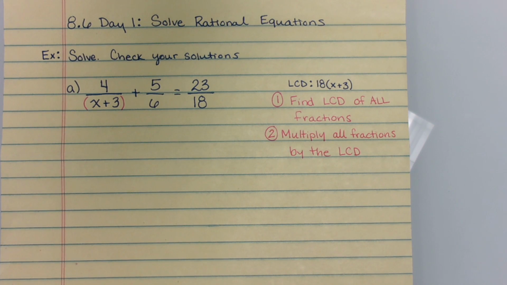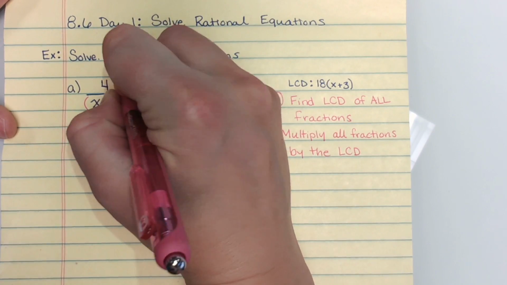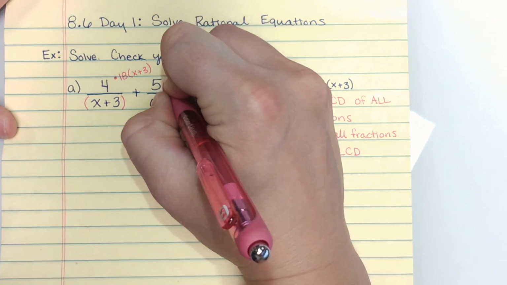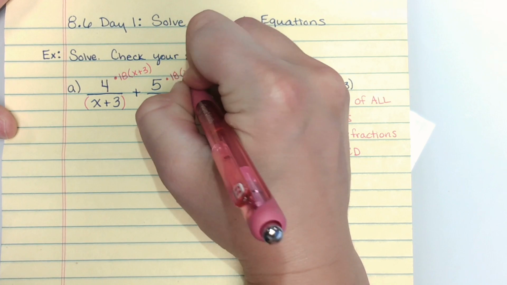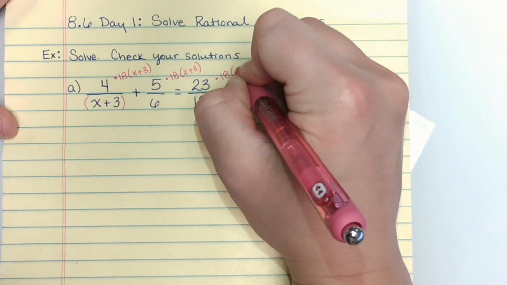This is essentially multiplying by the same thing on both sides of the equation, because if you multiply one thing in the equation, you multiply everything. Isn't it? So I'm going to multiply this fraction by 18x plus 3, and this fraction by 18x plus 3, and this fraction by 18x plus 3.